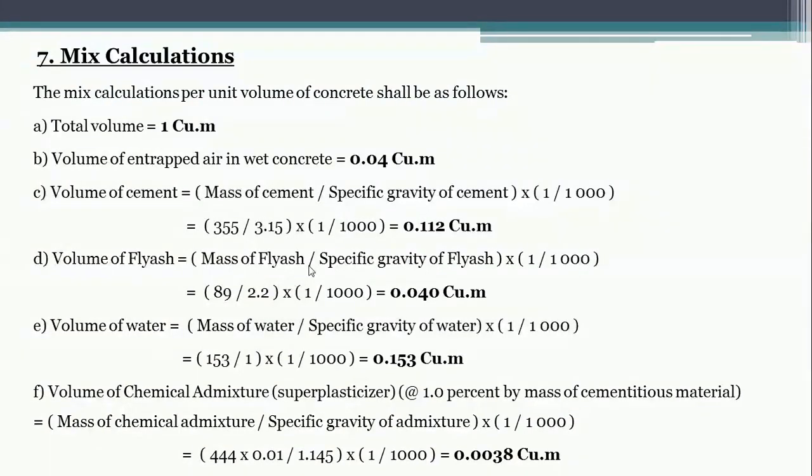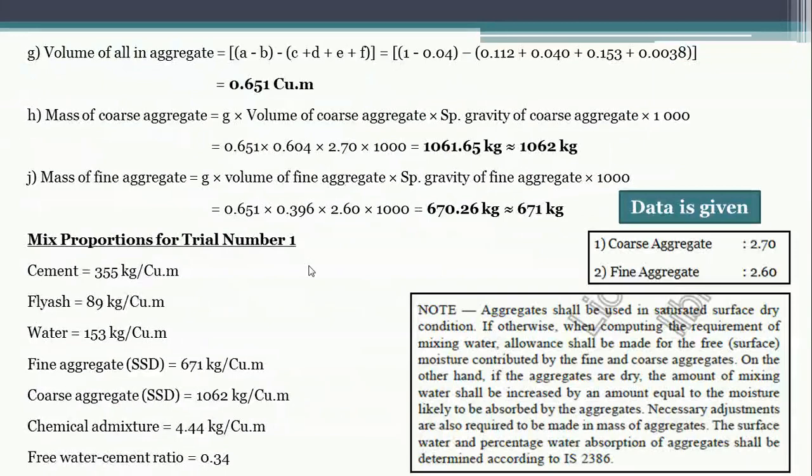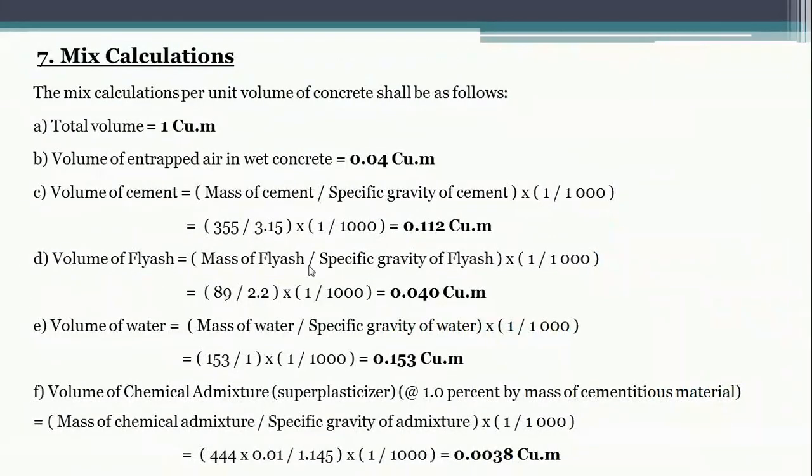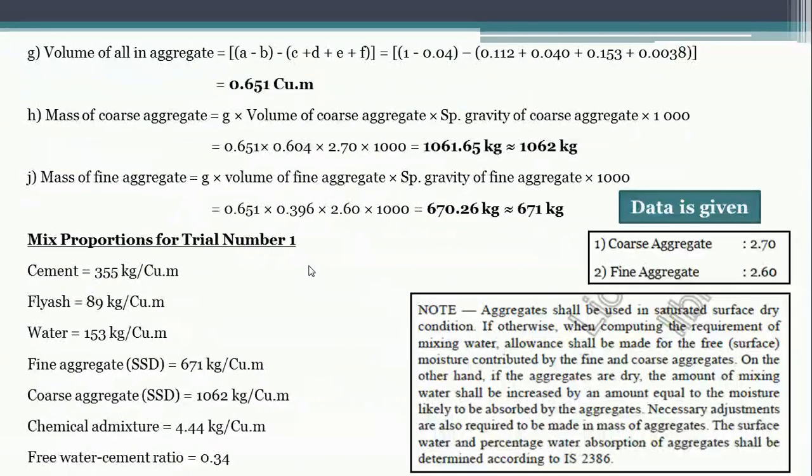Now all the materials we have taken; the other material that is left is the volume of aggregates. To find the volume of aggregates, we have to deduct all these values from the total volume of concrete. So the volume of aggregate is equal to 1 minus 0.04 minus 0.112 minus 0.040 minus 0.153 minus 0.0038. If you deduct all these values from the total volume of concrete, the remaining is the volume of aggregate. The value that you will get is 0.651 cubic meter.